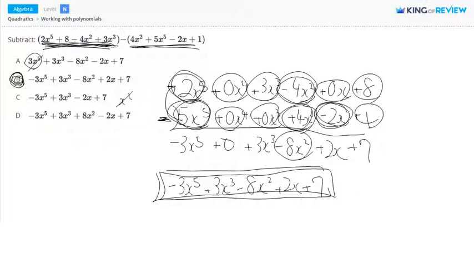What about D? D says positive 8x squared. Well, we do have the negative 4x squared and the positive 4x squared, but we're subtracting that, so that's why I have to end up with a negative. And that's why this is wrong. And therefore, the answer for this question is going to be B.